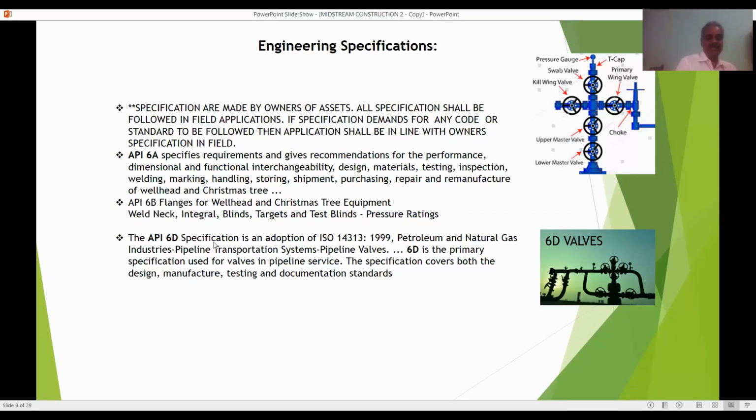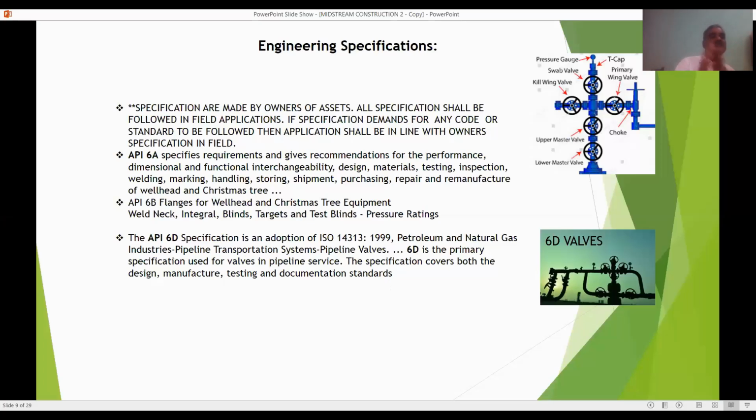Okay, API 6D specification is an adoption of ISO 14313:1999, petroleum and natural gas industries, pipeline transportation systems, pipeline valves. API 6D is the primary specification used for valves in pipeline service. You understand what I am telling about here?